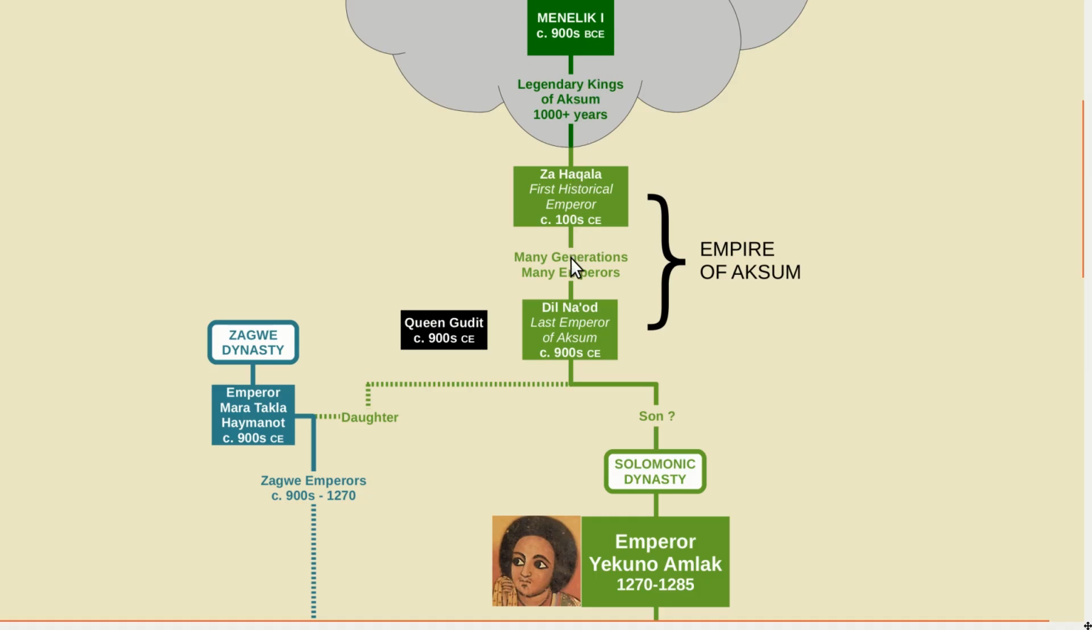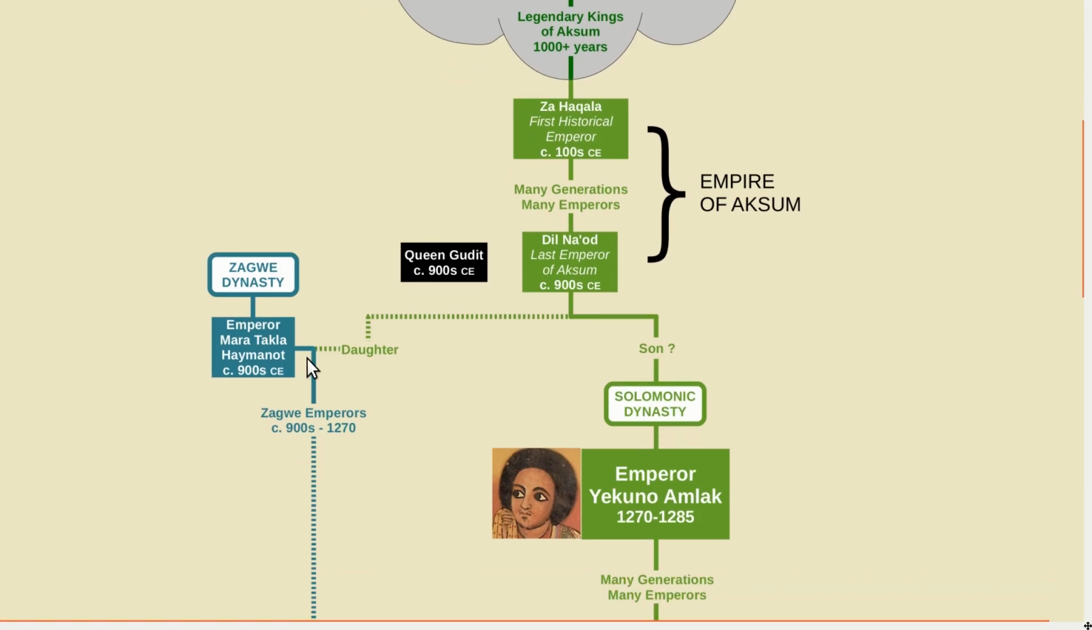The last emperor of Aksum was Dil Naod. According to oral tradition, he was supposedly defeated by an evil queen named Zewditu, who had all the male members of the royal family killed. She was then followed by the Zagwe dynasty, which went on to rule Ethiopia for about 300 years. The first emperor of that dynasty married the daughter of the last emperor of Aksum in order to provide continuity.